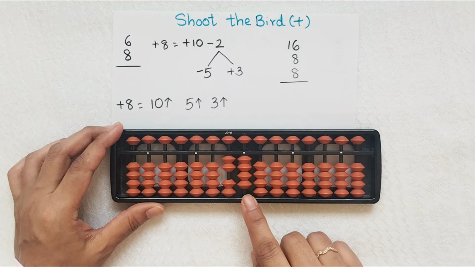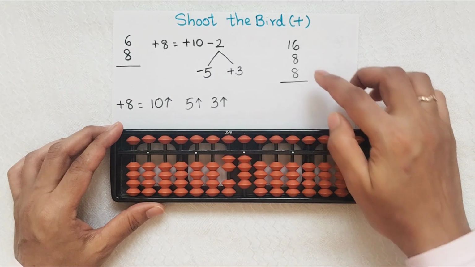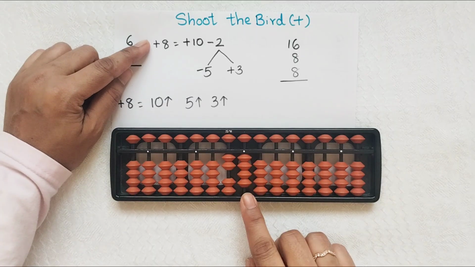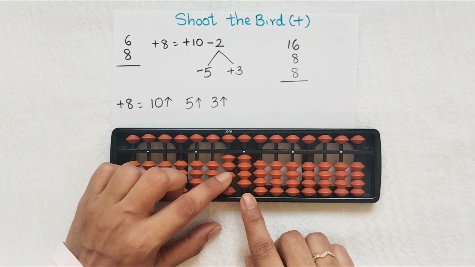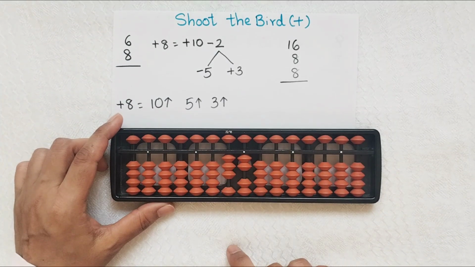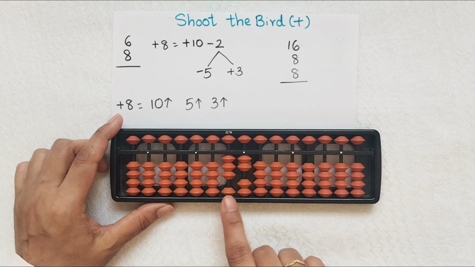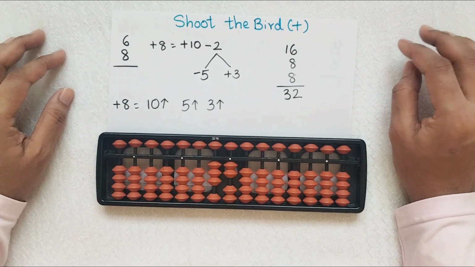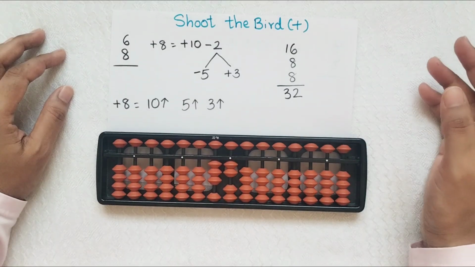Now for plus 8 again, what will I do? So for this 8, what will I do here? I will use the big friend addition formula. That is plus 10 less 2. My answer is 32.